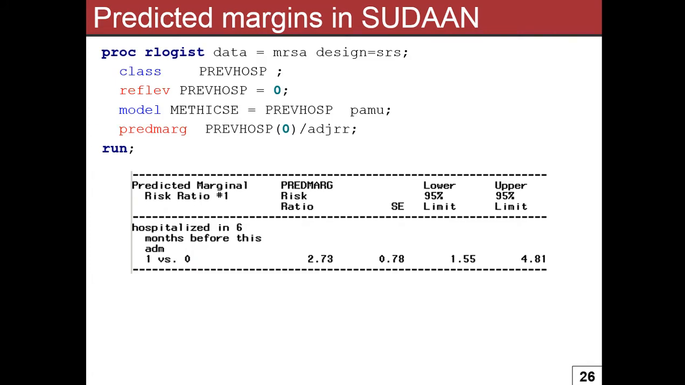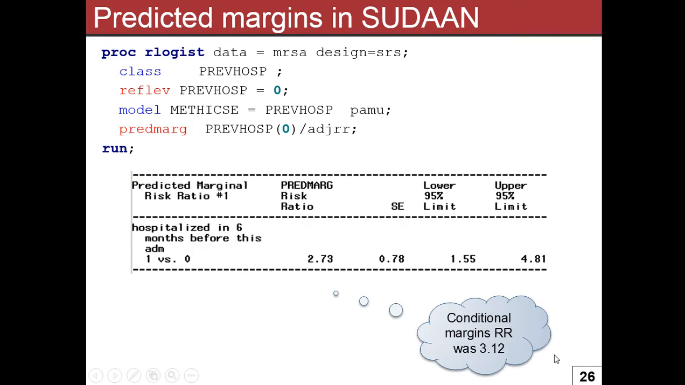And so what you get here is this output. You get all those other tables previously, and now we get something called the predicted marginals table, 1 versus 0, 2.73, with a confidence interval of 1.55 to 4.81. Okay, so this is the 95% confidence interval. Notice before it was 3.12. That was what we got with conditional margins. So we actually get a different answer. They're both 2.7, 3.1. It's kind of in the same zone. But this is probably the more truthful answer.